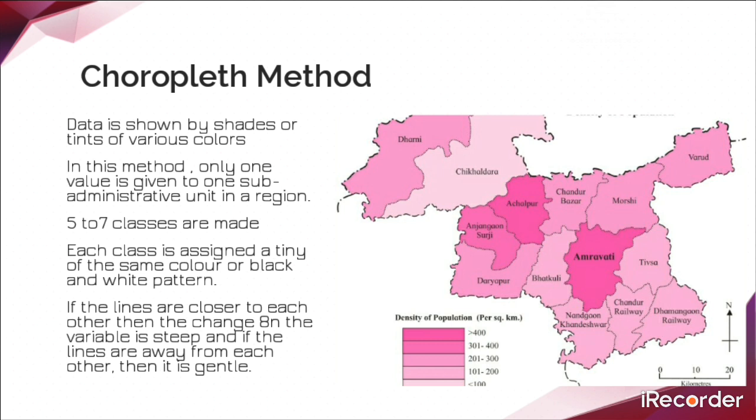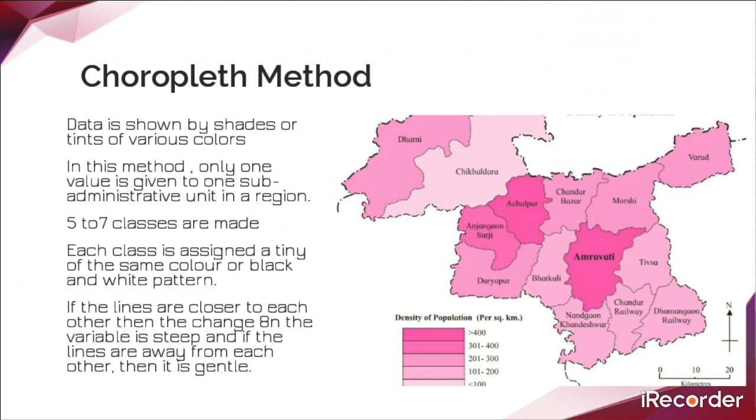So like this. Now let us go to the second method, that is the choropleth method. First dot, second is the choropleth method that we are going to learn. In the choropleth method, the data regarding various geographical variables is shown by shades or tints of various colors. One particular color is used and different shades of the same color are used to classify the data.